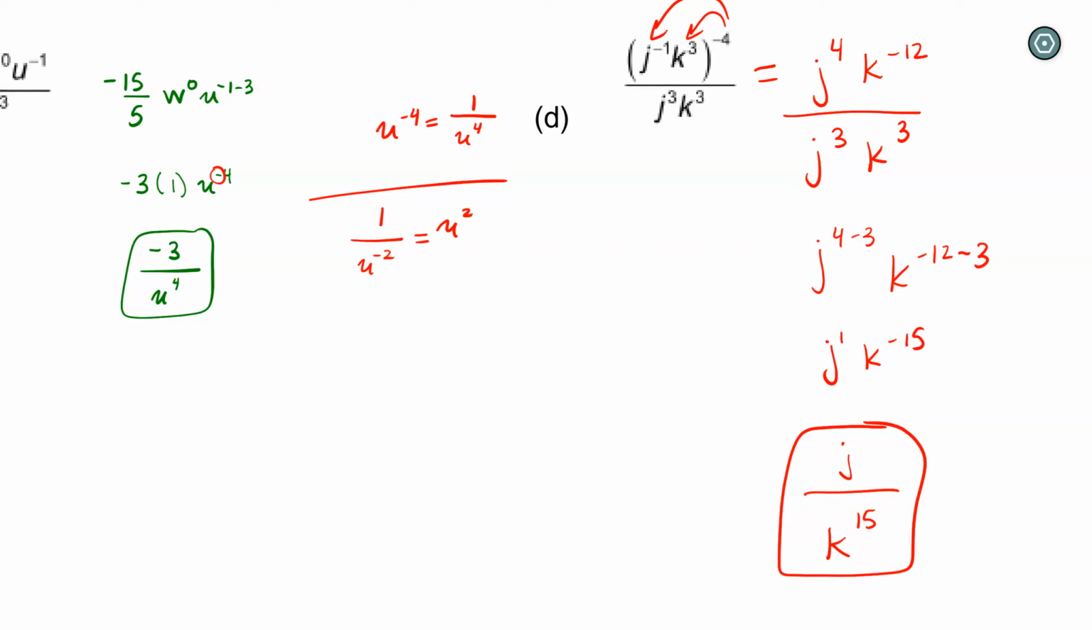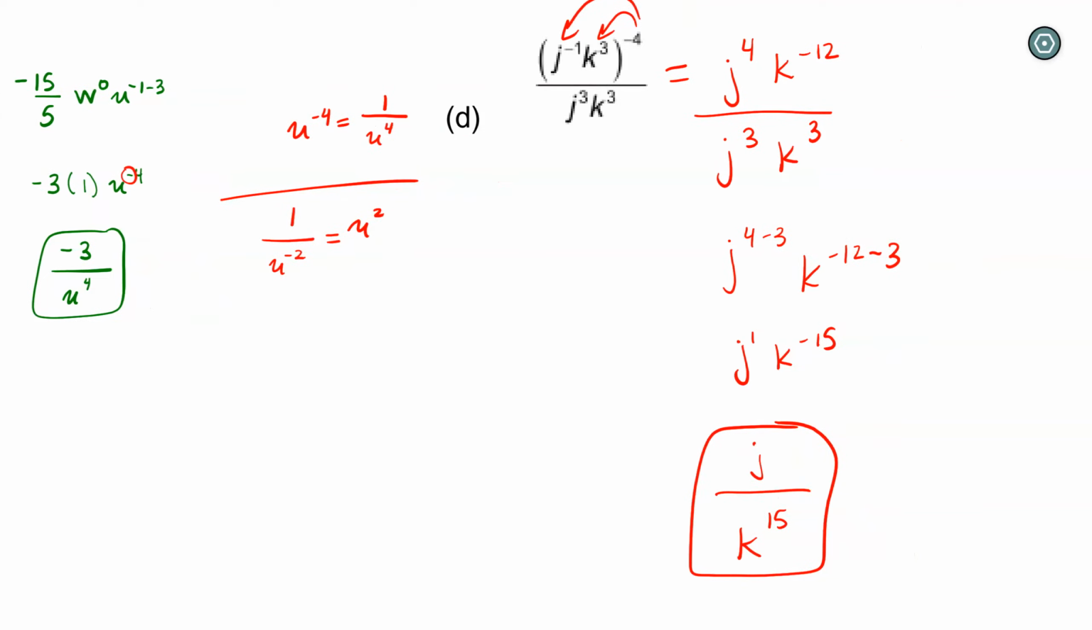K to the negative 15. And to get rid of the negative, I put it on the other side of the fraction. So this is the same thing as saying j times 1 over k to the 15, which I rewrite as j over k to the 15.